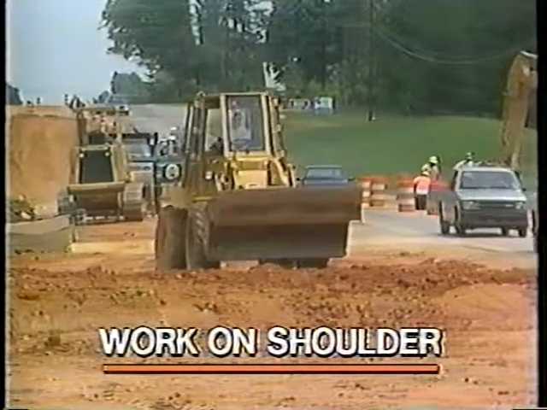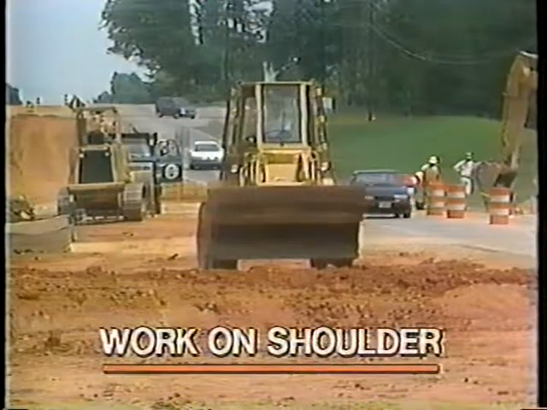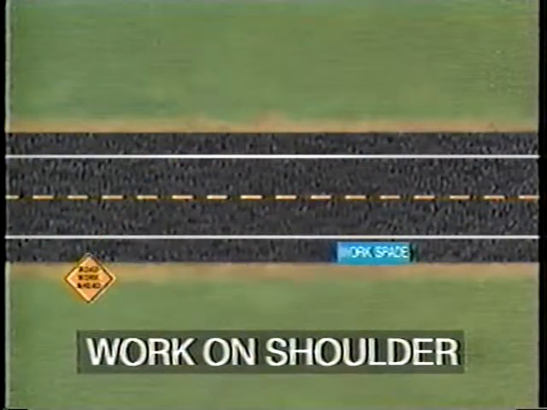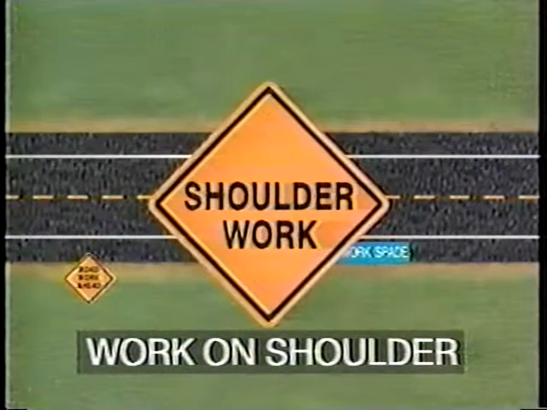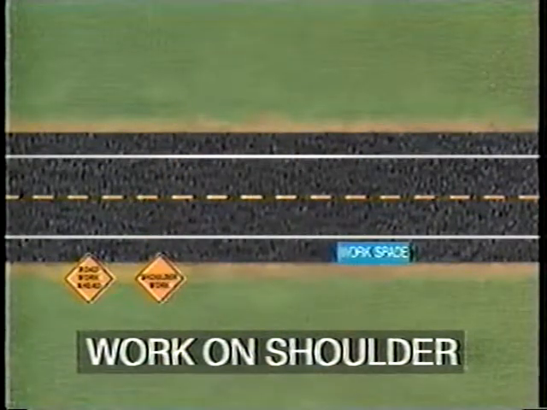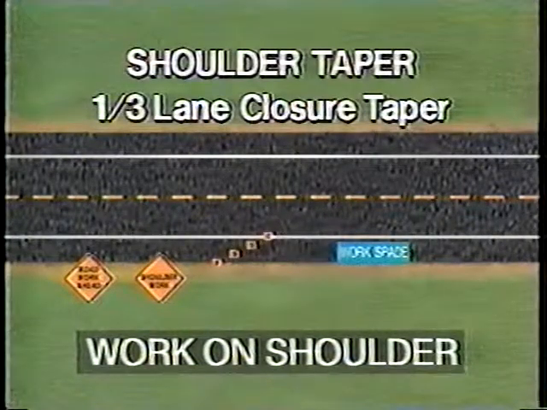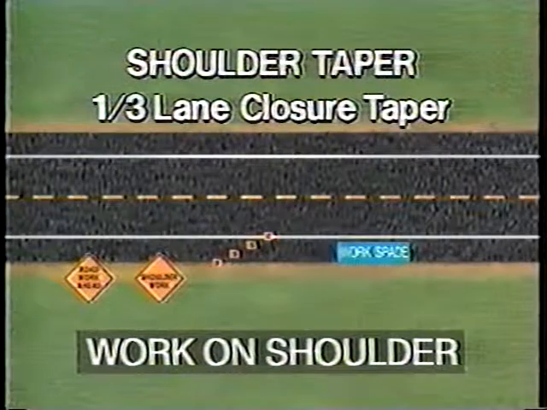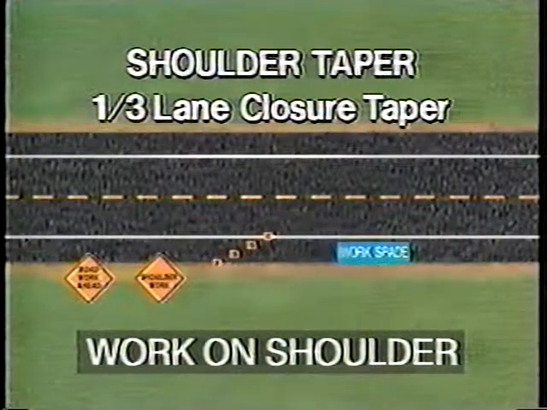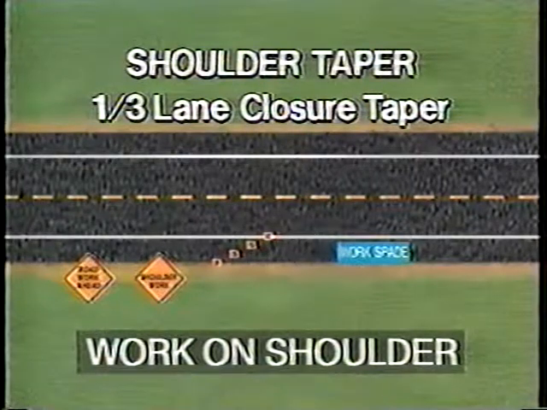Now, let's look at work on the shoulder or parking lane. If there is no direct interference with traffic, the motorist should be warned with the sign "Shoulder Work," as shown. If a shoulder closure is involved, a transition area should be used. The length of the taper should be 1/3 of the lane closure taper length. In this case, the shoulder width is used for the formula instead of lane width.